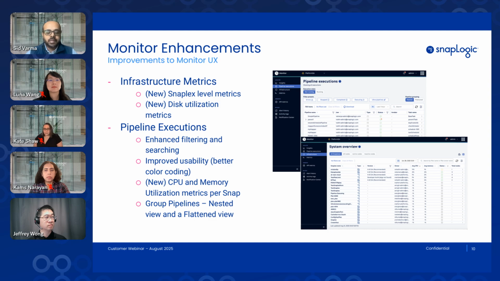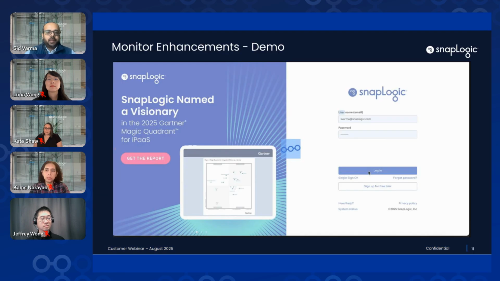We have also surfaced critical metrics such as CPU and memory utilization per snap. This lets you understand which snaps are performing well and which are taking up a lot of infrastructure resources. And finally, we also have a view to allow you to see your nested pipelines, meaning child pipelines nested under parent, and also a flattened view, which most of you will recall classic Dashboard also allowed for. Okay, next slide. With that said, we can get into the demo.